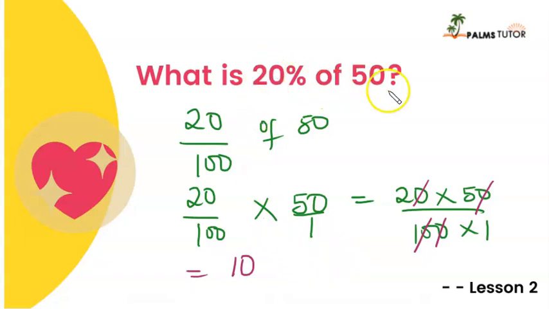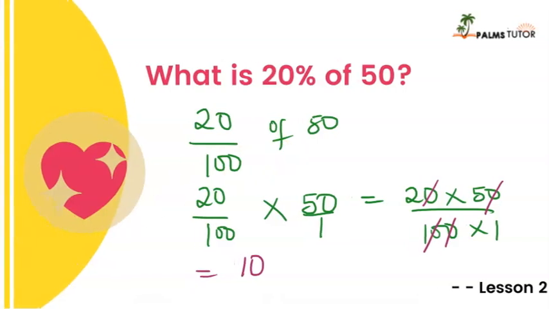So 20% of 50 is 10. Right? What does that mean? If you would divide 50 into 100 places, 20 portions of it will be 10. That's the meaning of 20% of 50.